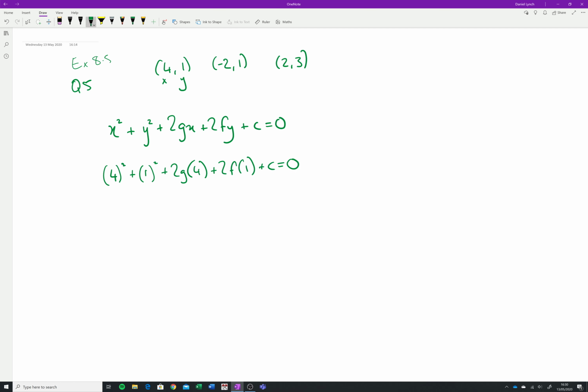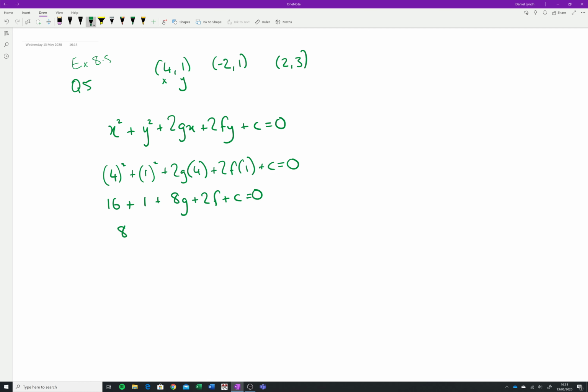You'll find that you then have an equation that has only g's, f's, and c's in it. And if you then place in the other point, you'll also have a second equation with g's, f's, and c's. And finally, if you put in (2, 3), you have a third equation with g's, f's, and c's, and therefore you'll have a simultaneous equation with 3 variables. So it's very like an algebra question. In fact, it is just an algebra question in disguise. And that's not the first time that we've had that with the circle.